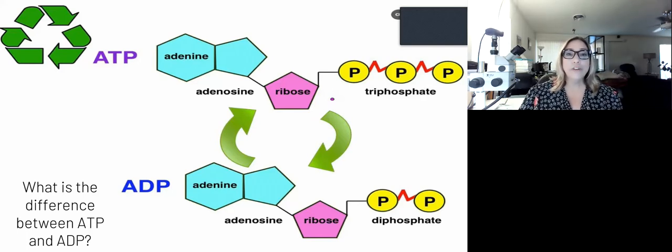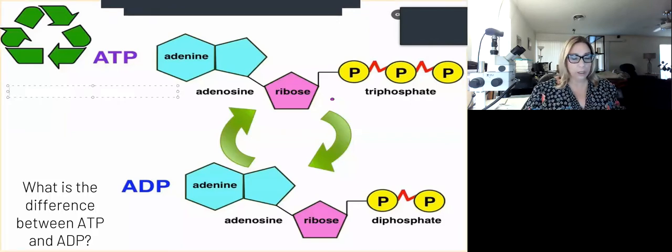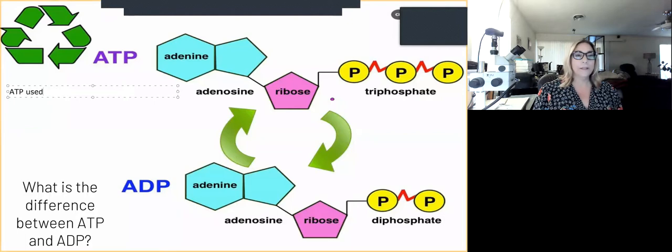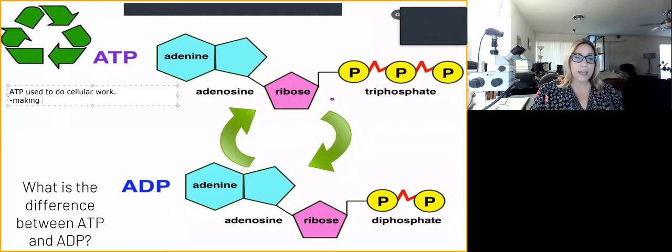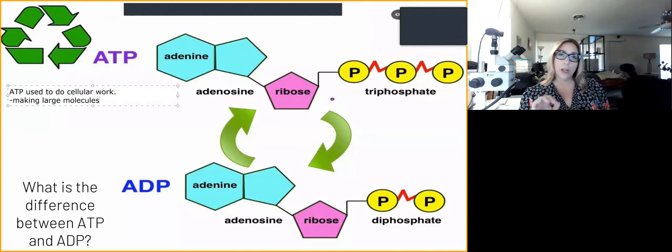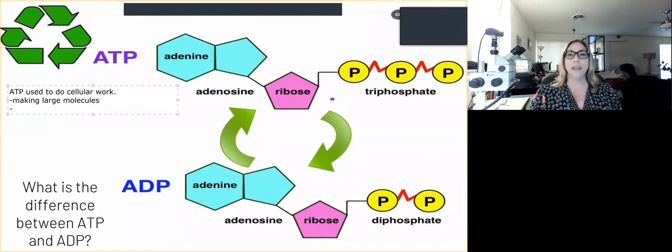So first of all, what do I mean by cellular work? I'm gonna write that over here. So ATP is used to do cellular work. So that would be things like making large molecules, right? Because that would be an endergonic reaction, and ATP provides the energy for that. It could also be used for breaking down organelles.